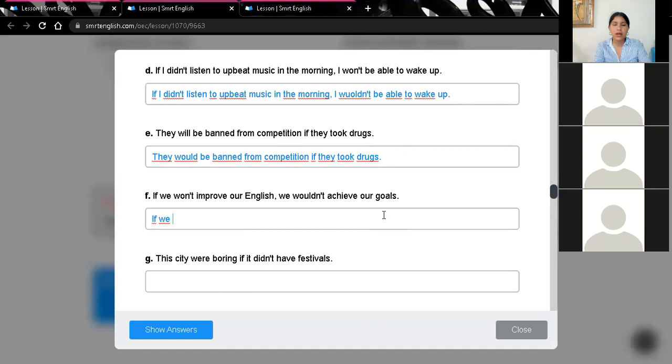Guillermo, what do you have in this one? If we didn't improve. Remember, the verb to be is used to talk about state or status, right? And didn't is used to talk in negative, in past tense with the action verbs. And improve is an action verb.